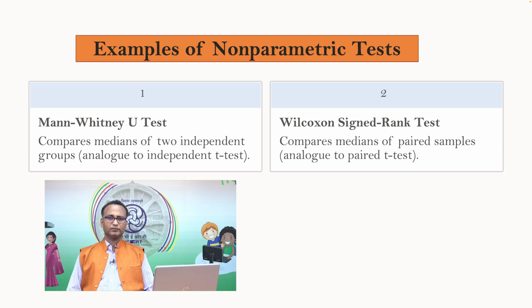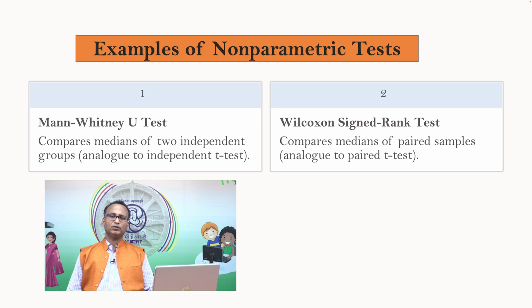There are many non-parametric tests, but let me tell you about the Mann-Whitney U test. This compares the medians of two independent groups. In the case of the t-test we compare the means of two groups, but in the Mann-Whitney test we compare the medians of two independent groups. So when the independent t-test cannot be used because of violation of the assumptions, we can come to the Mann-Whitney U test.